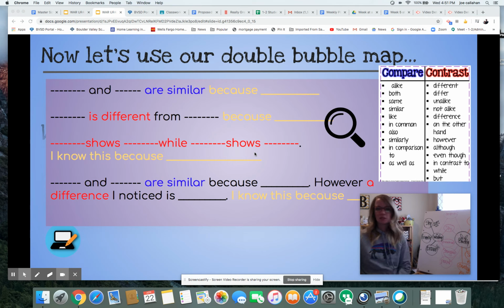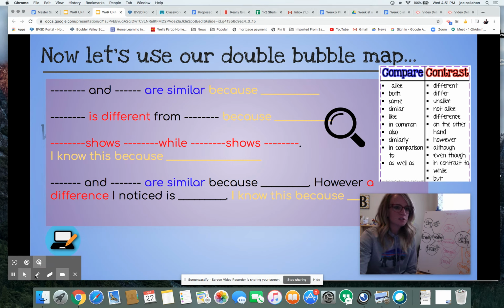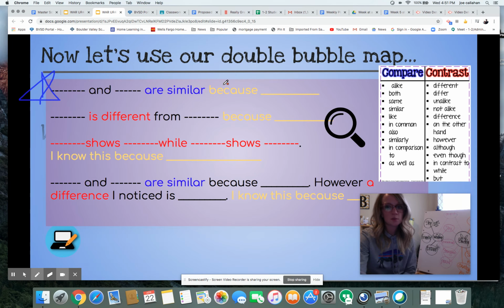So it might sound something like this. In this very first sentence starter, if you want to talk to someone in your house about what you're reading, call a friend, or write in your reading journal, it might look or sound like this. Buddy and Wadney are similar because they're both animals. I know that because one is a rabbit and one's a rat. Okay? Second one might sound something like this.